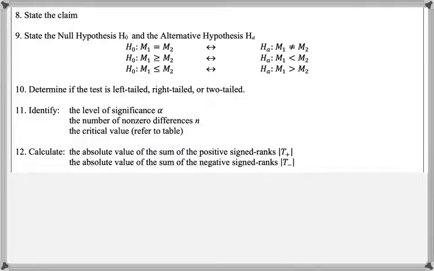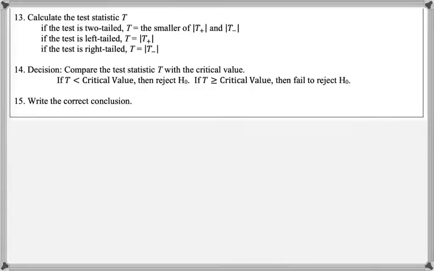Next, we calculate the absolute value of the sum of the positive signed ranks, and this is T plus. T minus is the absolute value of the sum of the negative signed ranks. Then we calculate the test statistic T. If the test is two-tailed, T is equal to the smaller of T plus and T minus. If the test is left-tailed, T is equal to T plus. If the test is right-tailed, T is equal to T minus.